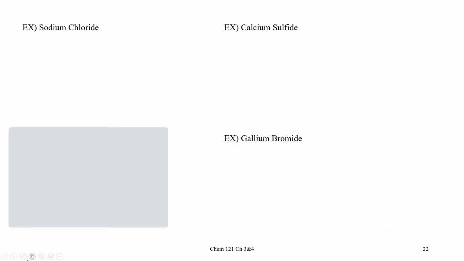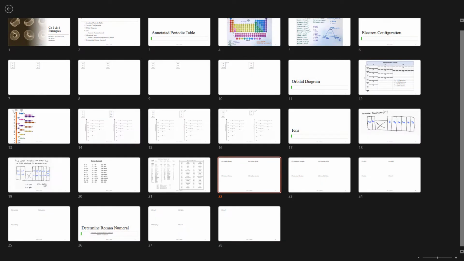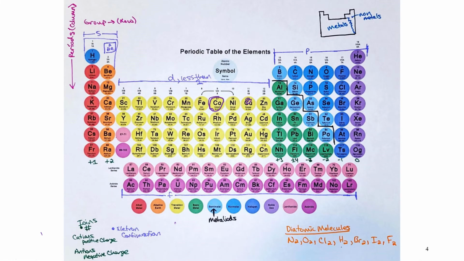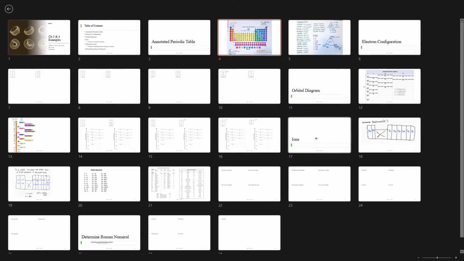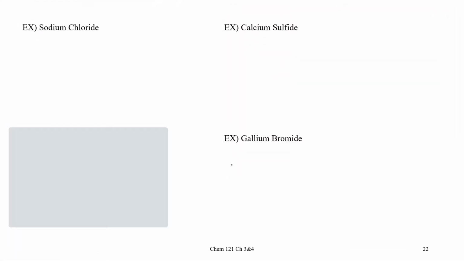For our first one, we have sodium chloride. If we look at our periodic table, for Na, we're going to be on the +1, and for chloride, we're going to be on the -1. If we wanted to write the chemical formula for this one, we would have Na 1+, Cl 1-. And since the ratio is 1 to 1, we don't have to cross, so our chemical formula would be NaCl.